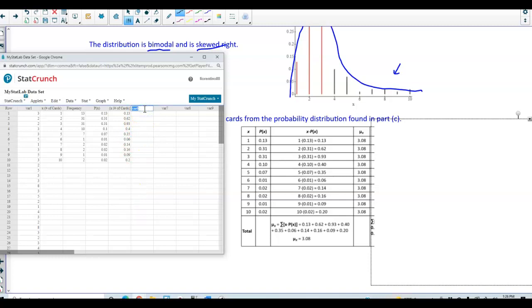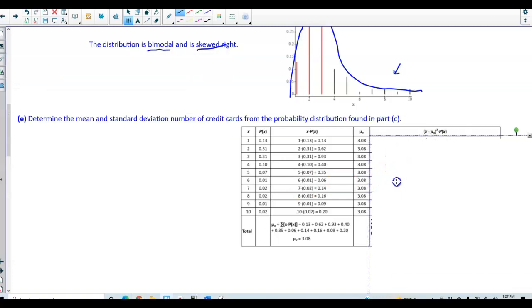So we'll just call that mu or mean, whatever we want, and then we're going to put in the value of 3.08 for each one. Okay, so that means we're going to put it in for each one of these. So therefore, there is our mean.